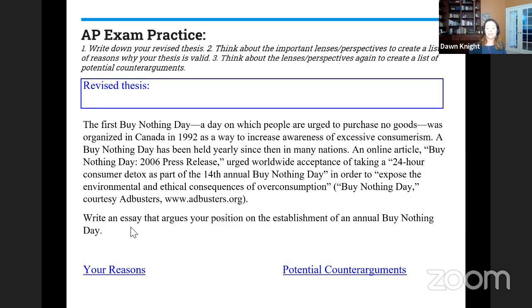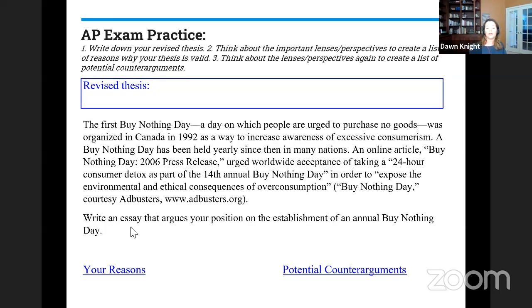Okay, so here's your exam practice for today. You're going to use the first Buy Nothing Day prompt to revise your thesis first off if you didn't a couple of minutes ago. So first write a revised version of your thesis. Make sure that you get those complexities. That's the first thing. And then think about the important lenses or perspectives in order to create a list of reasons why you think your argument is valid. And you'll list that under where it says your reasons.